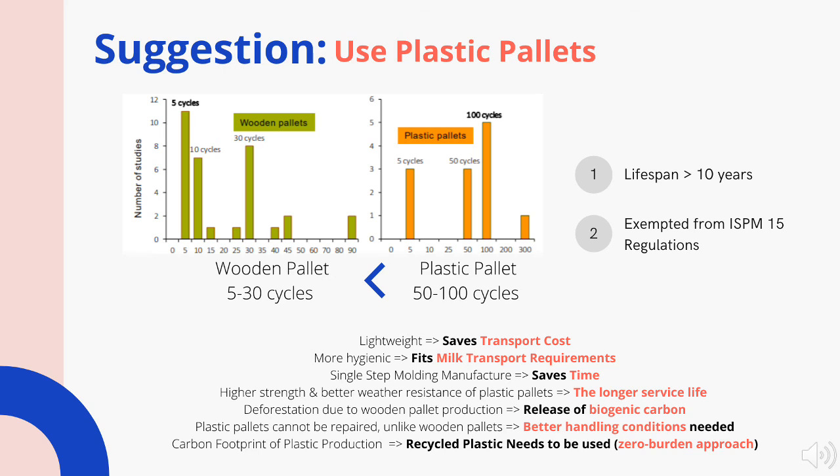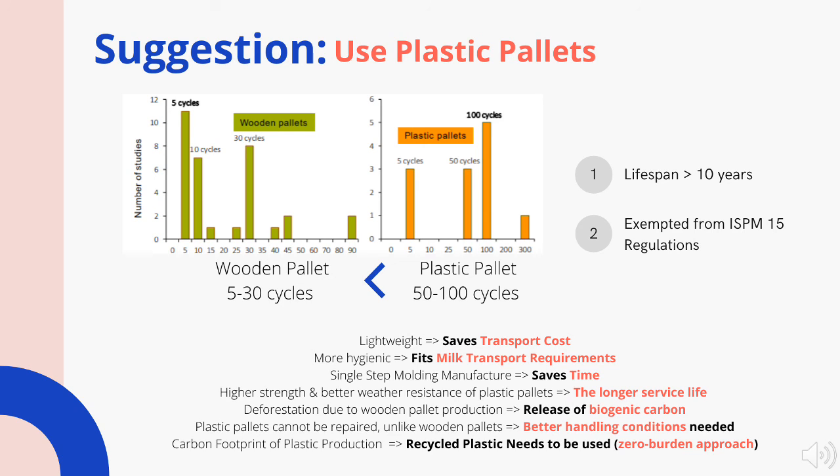After analyzing all of the aspects of fabrication procedures, we came to the conclusion that the use of plastic pallets is more preferable than wooden ones because, first of all, plastic pallets' lifespan is more than 10 years, and also it's exempted from ISPM 15 regulation, which means that we won't be spending extra time for preventing pests and fungi. And if you refer to the graph given to you here, we can see that plastic pallet has a longer service life, which is up to 100 cycles, where a wooden pallet can be used only up to 30 times.